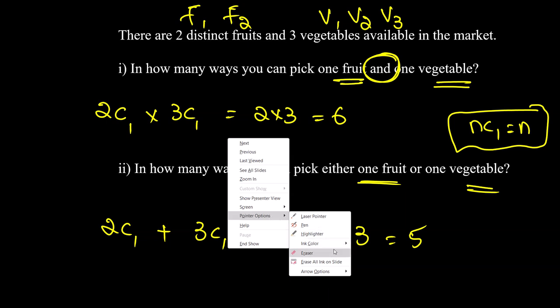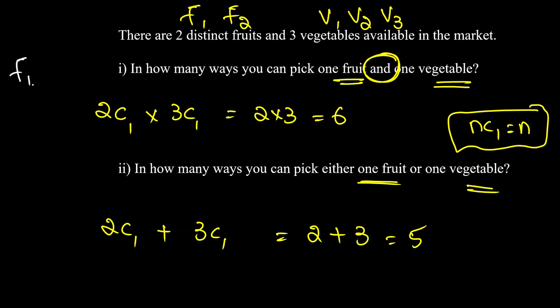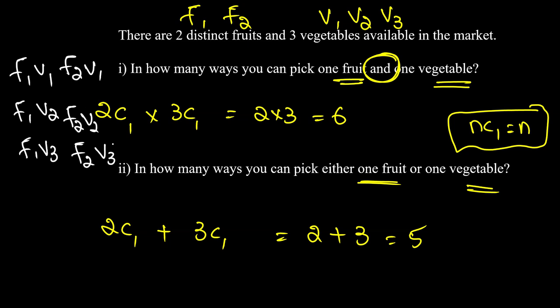See, fruit and vegetable means I can go with the combination F1 V1, first fruit, first vegetable, F1 V2, F1 V3. Next is F2 V1, F2 V2, F2 V3. Total how many? 6. That you got by 2 into 3, 6. Then understand it's not 2 plus 3, it's 2 into 3. Multiplication is involved when "and" is given.